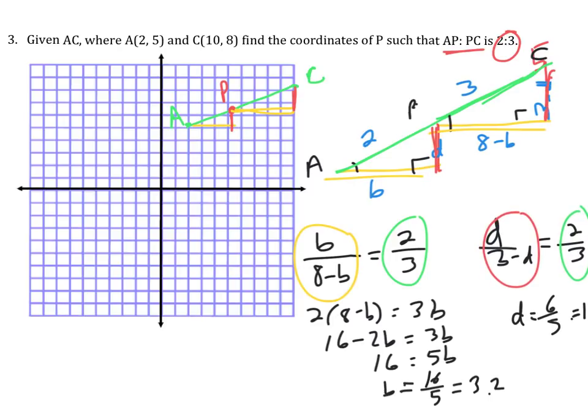Okay, I think we're pretty good there, and the only thing I lost is my D value of 1.2. So we'll put that over there. So we've got that.